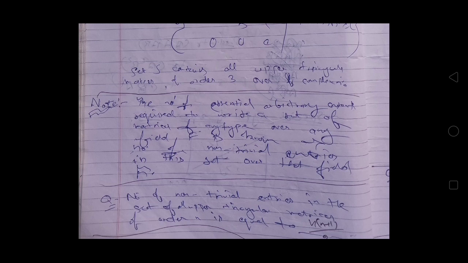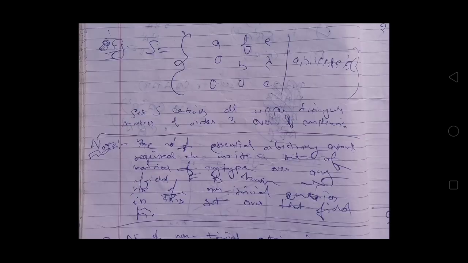Now see what this note is saying. The number of essential arbitrary constants required to write a set of matrices of any type over any field F is known as the number of non-trivial entries. Now what is an arbitrary constant? An arbitrary constant is a constant which can take any value. Okay, now let's see the above example. You can see here A, B, C, D, E, F are arbitrary constants which belong to field C.